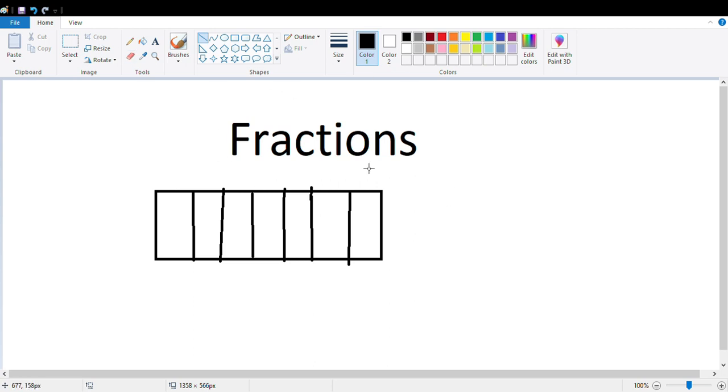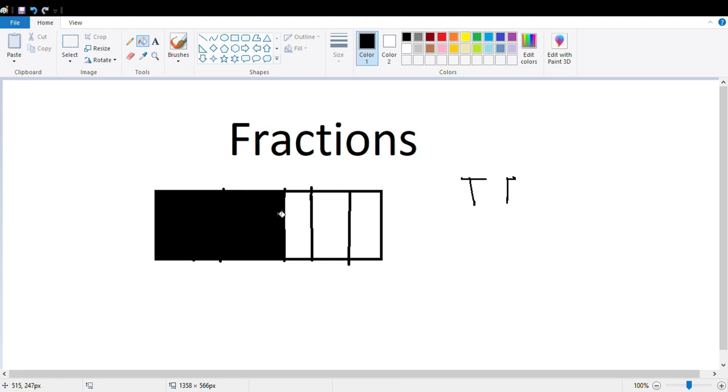So, what is the total number of pieces? The total number of pieces is 7. Okay, so now let's say you have eaten 1, 2, 3, 4, 5 pieces out of it.